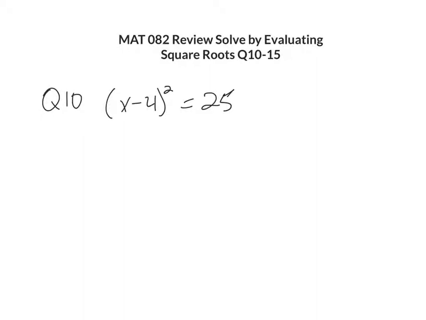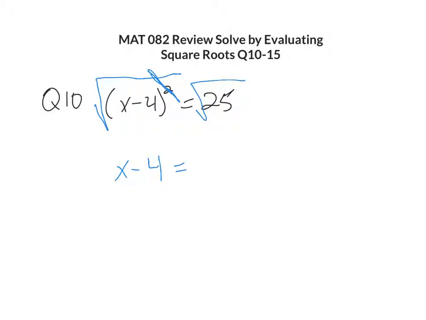This video is going to cover questions 10 through 15 on your review, and it focuses on solving quadratics by evaluating square roots. So the first thing we want to do is make sure whatever is squared, so power 2, is by itself on one side. So we see it's already by itself. So what we have to do is get rid of that power of 2. The way you get rid of a power of 2 is by taking the square root of it, because it will cancel out that x squared. And you'll be left with just what's on the inside.